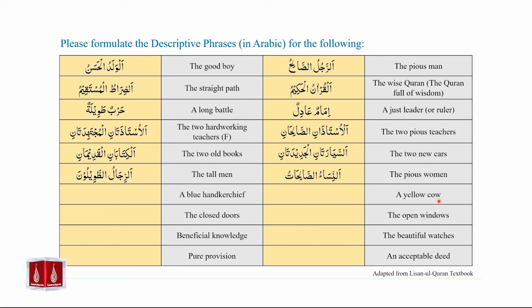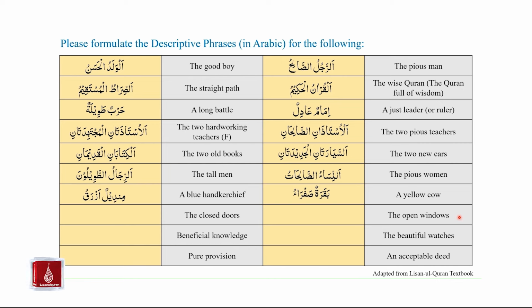A yellow cow. Baqaratun safra'u. Please notice that we are not saying safraun, rather we are saying safra'u because we studied previously that the names of basic colors will be ghair munsarif. A blue handkerchief. Mindilun azraqu. Azraq is blue and mindil is handkerchief.